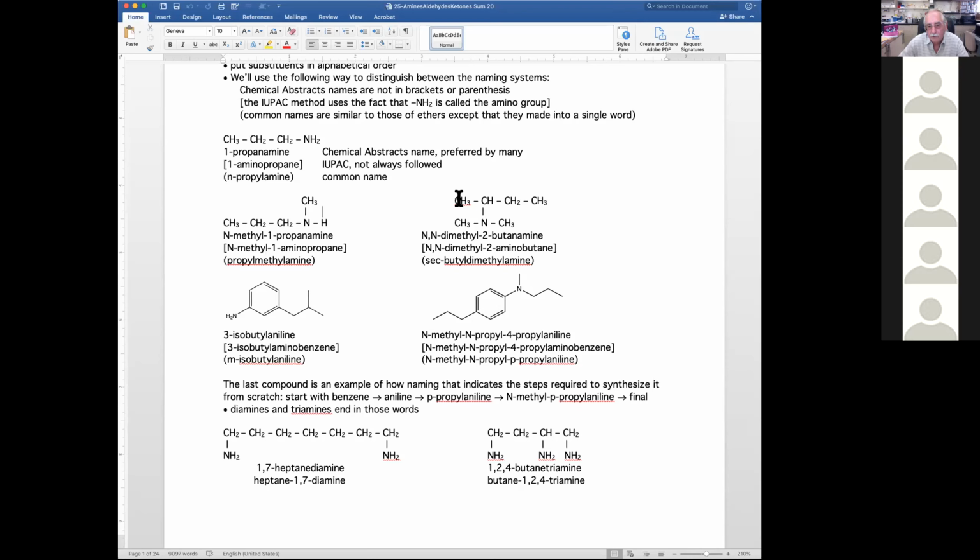So this one is similar. You've got butane, and the nitrogen is on the number 2, so it's 2-butanamine. This time you have 2 substituents on the nitrogen. Just like when they're on the same carbon, you have to give the number twice. So this is N,N-dimethyl-2-butanamine. If I saw the name N-dimethyl-2-butanamine, I wouldn't know how to draw it. I couldn't trust that name.